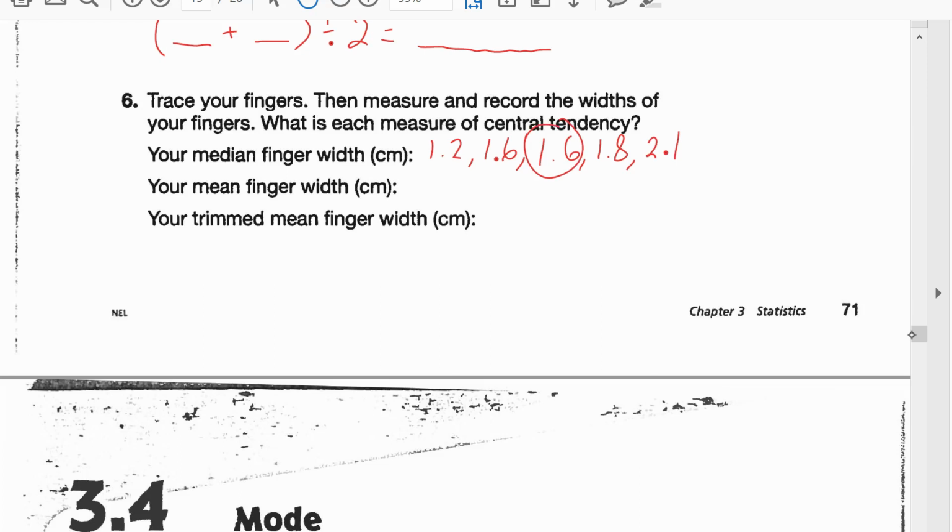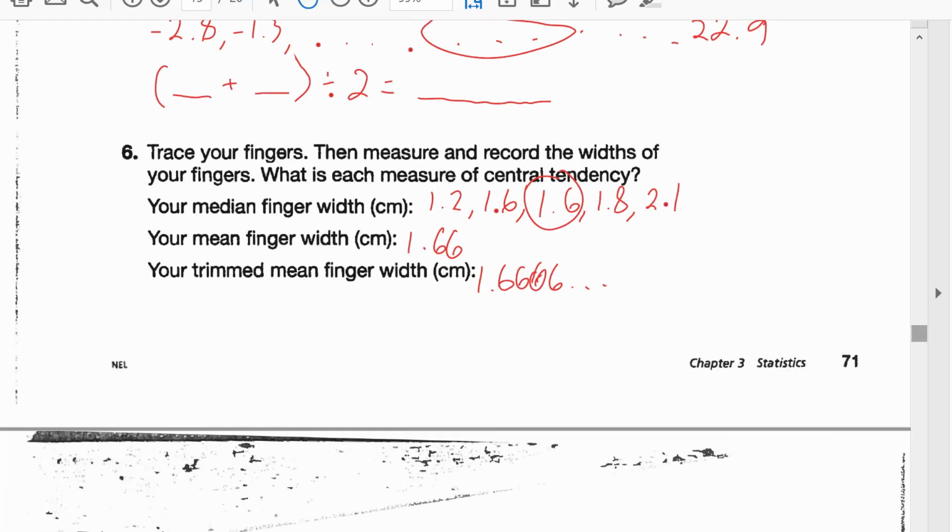The mean would be adding them all together and dividing by 5, which gives me 1.66. And your trimmed mean finger width is just the decimals, but we trimmed the 6666 to give us.